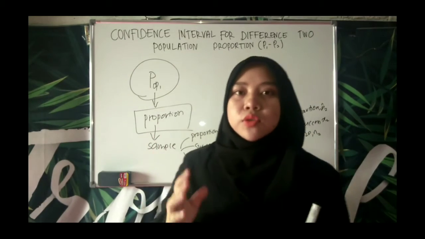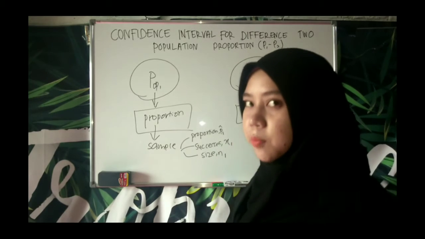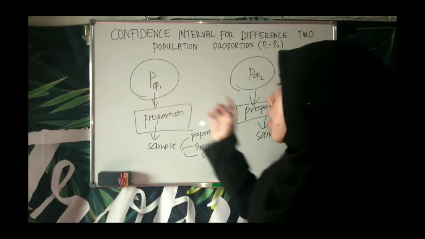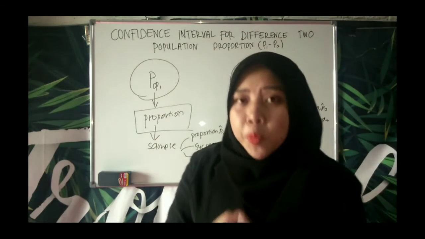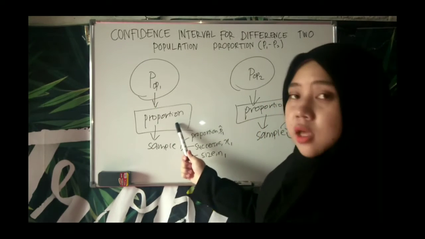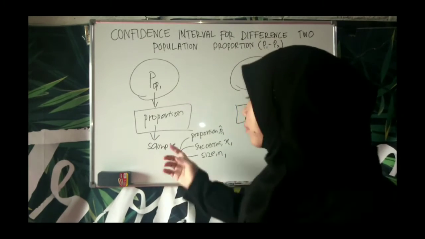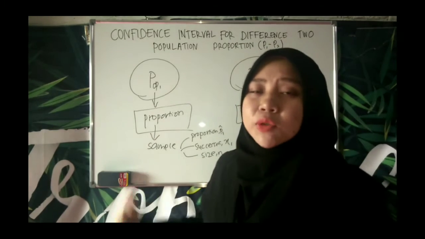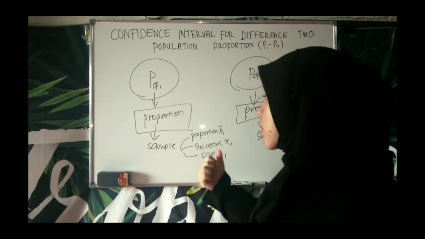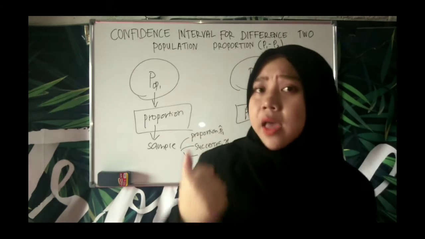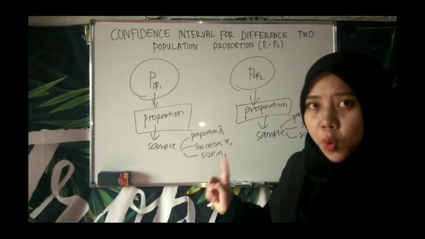We are given two different populations. Again, I repeat, two different populations, which are population 1 and population 2. In our population, we have a proportion, and from this population, we randomly select a sample. From this sample, we have three things: the proportion p hat 1, the number of successes x1, and the size n1.